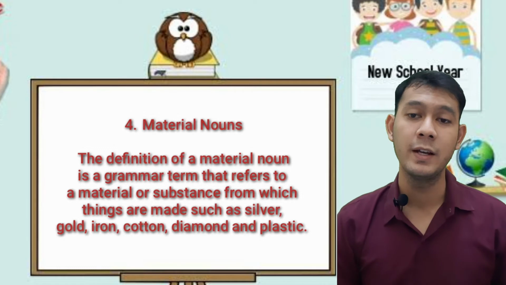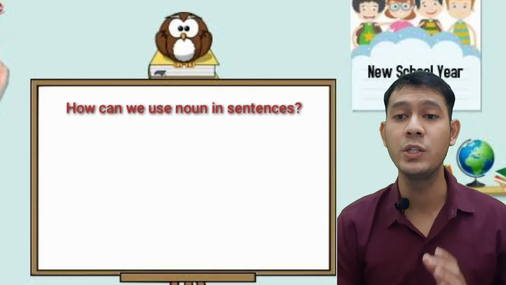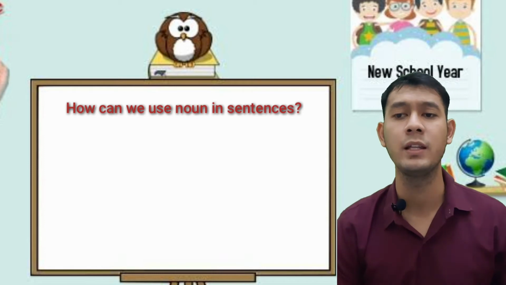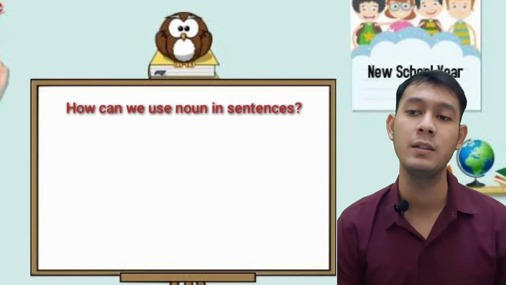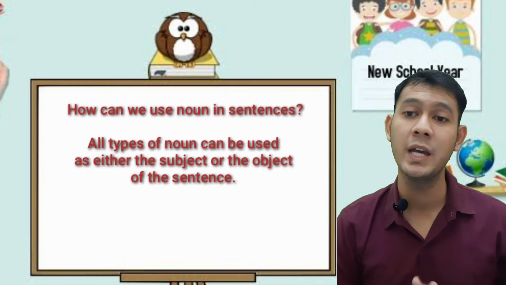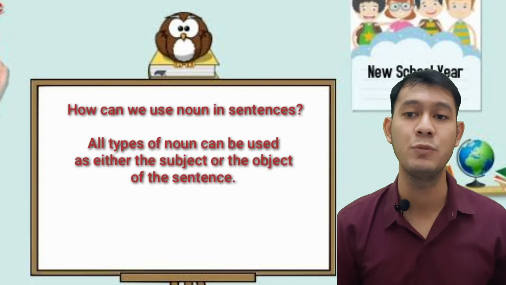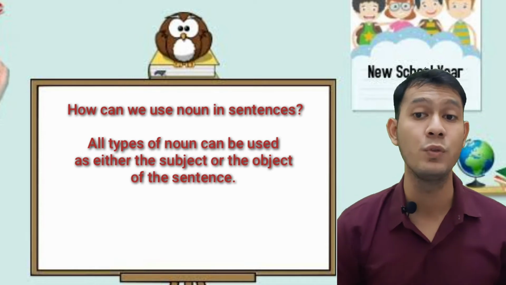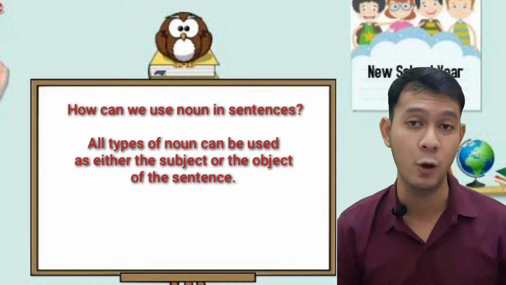Okay, the next question is, how can we use the noun in sentences? Lalu bagaimana cara kita menggunakan noun ini di dalam kalimat? It is actually simple, everyone. All types of noun can be used as either the subject or the object of the sentence. Kata benda bisa berfungsi sebagai subjek ataupun sebagai objek kalimat.